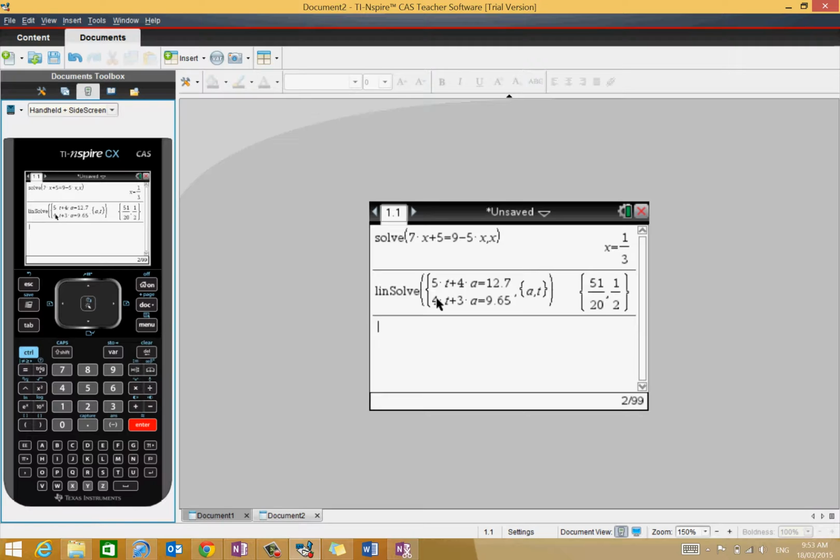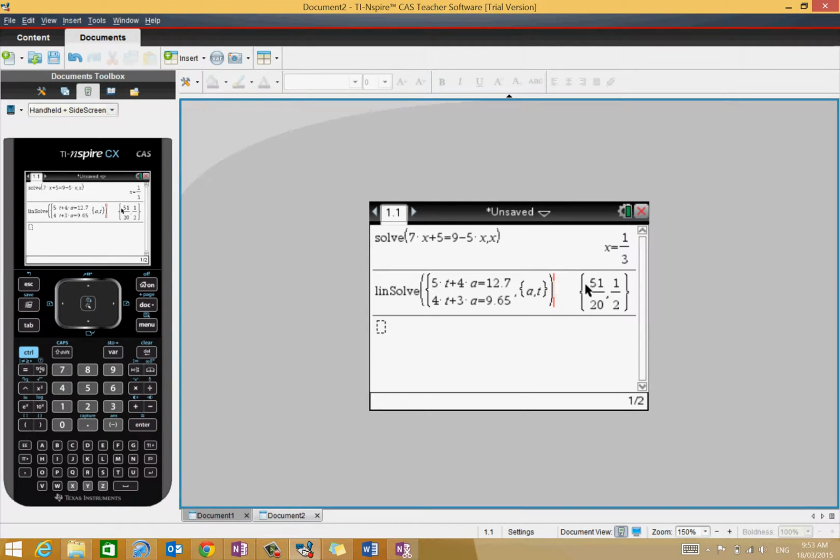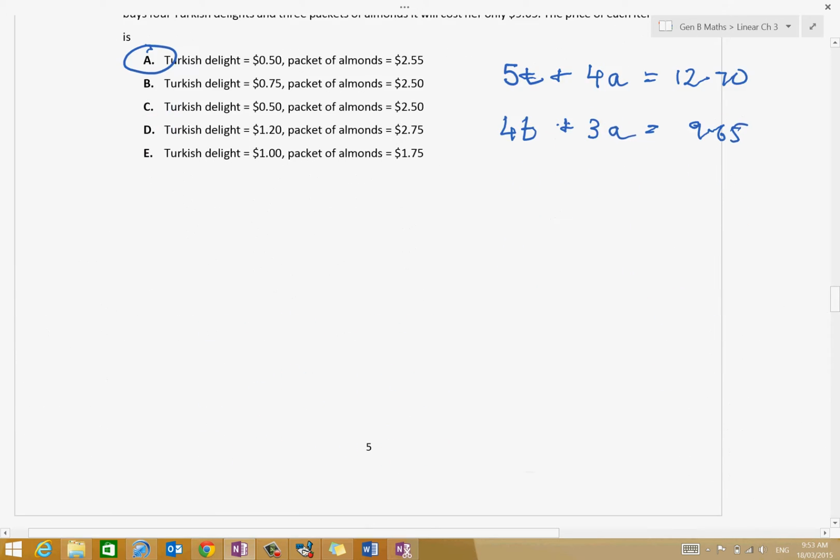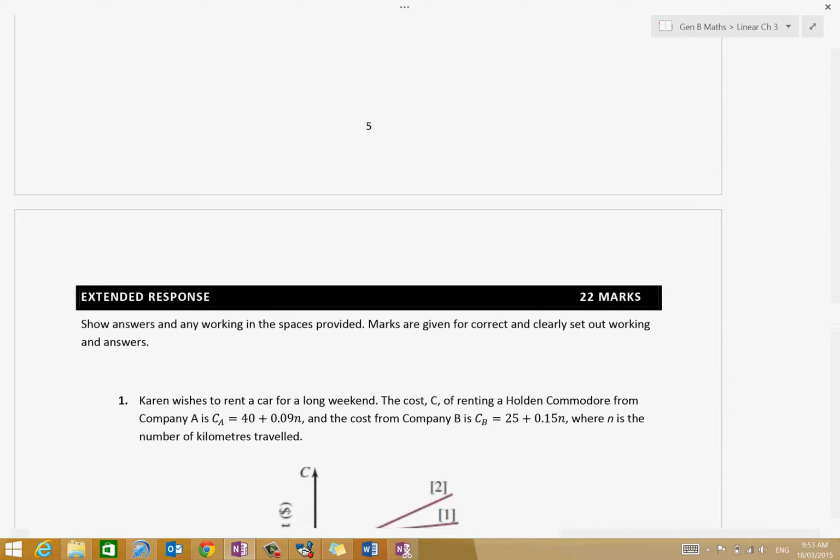Now, how much is the cost of a Turkish Delight? 50 cents. How much is the cost of an almond? What is that in decimal? So, if I have a look over here, what's the answer? The answer is A, thank you. Solving sets of linear equations, that's all that is.